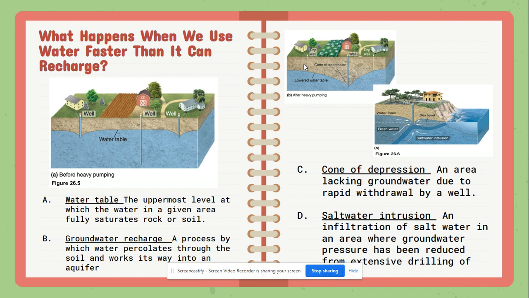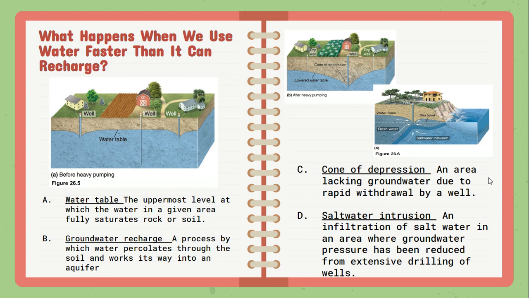Some other vocab terms we need to know that are associated with water use in aquifers. That would be the water table, which is the uppermost level of water in a given area that is fully saturated. Groundwater recharge, also going back to Unit 1 and Unit 4, is where we see the water percolate through soil and gather into either our confined or unconfined aquifer. So when we obtain water from the water table, from the aquifer, two things can take place.